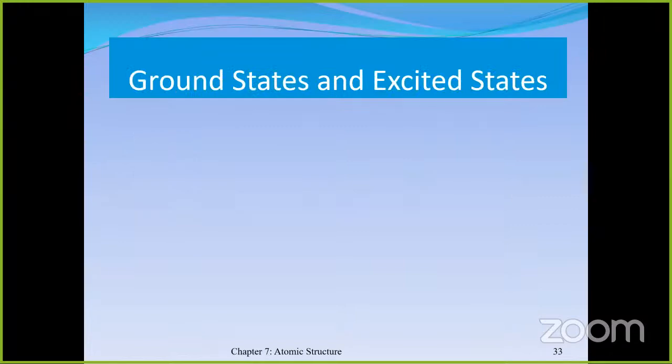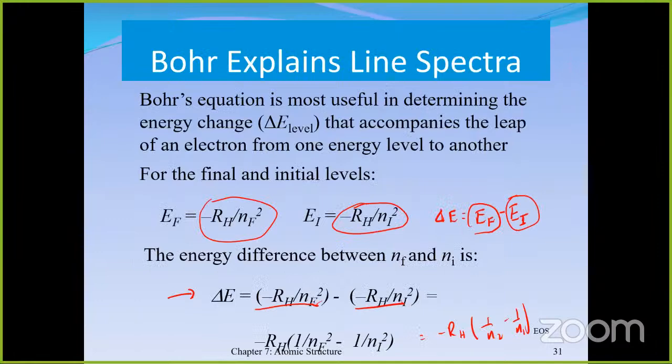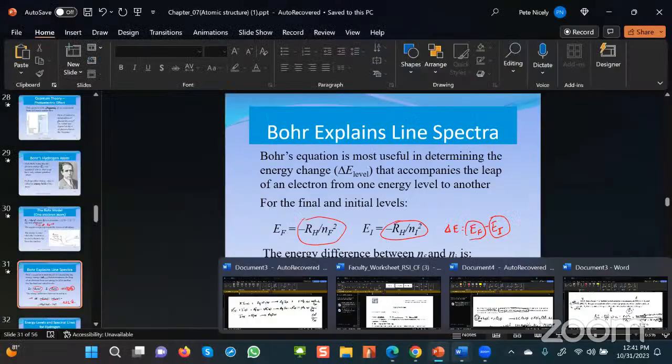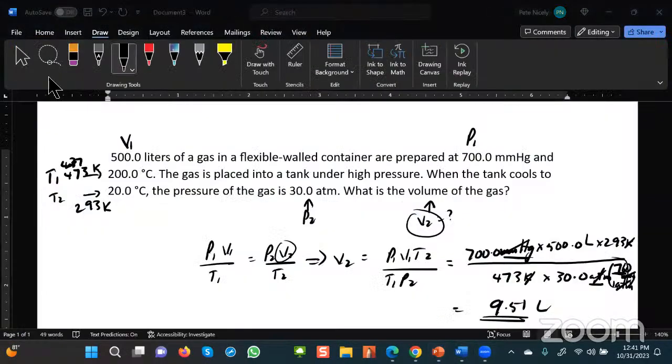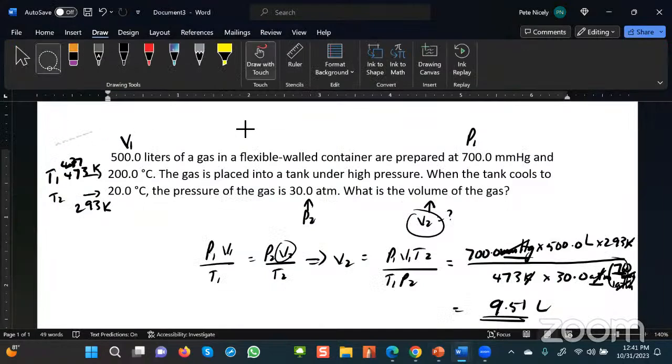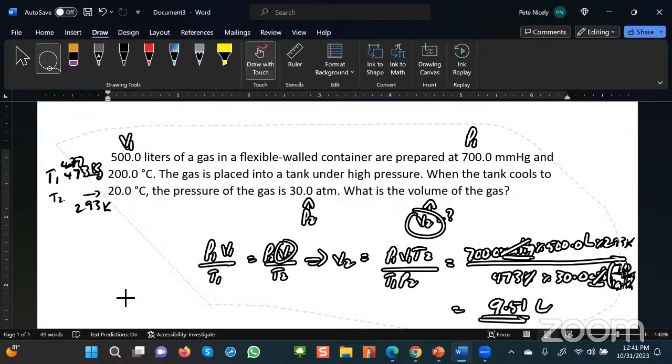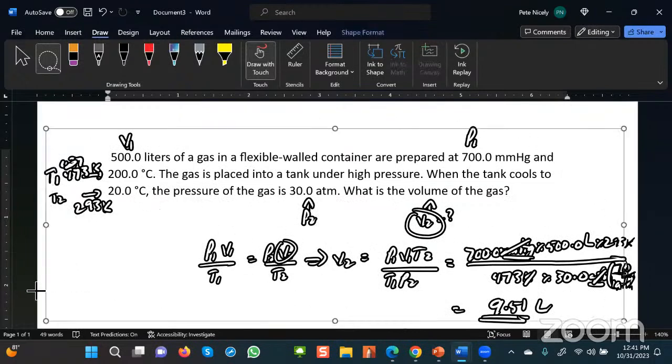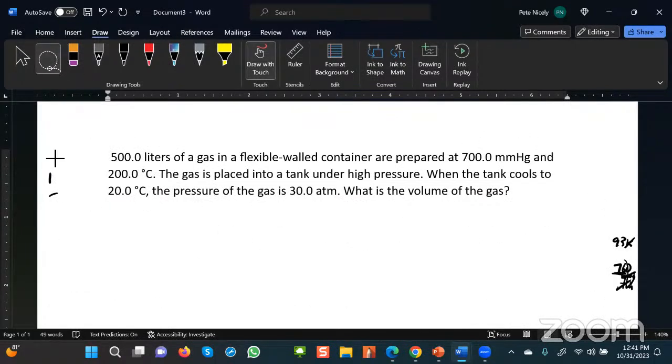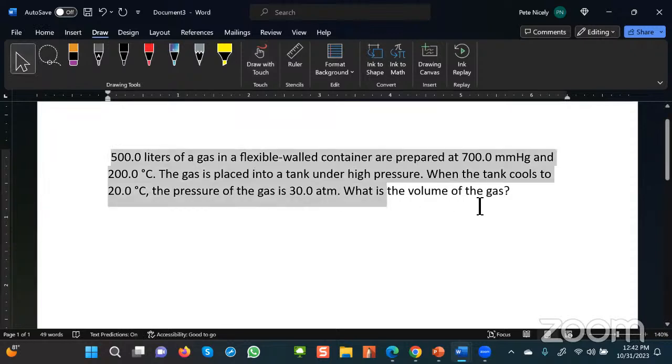Before we get to the definition, there's one thing I want to mention here, going back to this equation. In fact, I'm going to get out of this right here, and I'm going to use Word. Let me just get rid of all this that I had from a previous class.